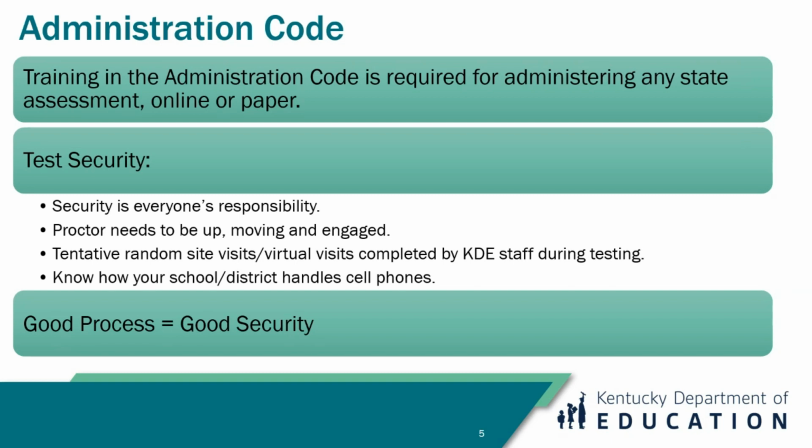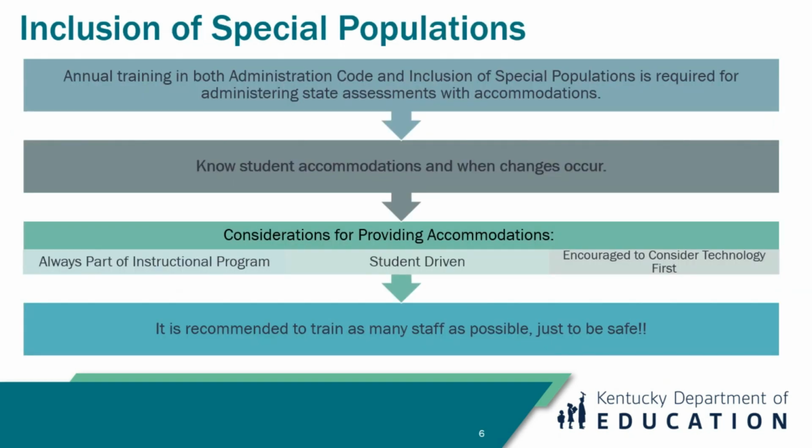The administration code is required for everyone involved in administering any state assessment, online or paper. The training can be delivered in several formats, in paper or using the district's online learning system. KDE also offers these trainings as well. The administration code trainings can be located on the KDE website. Anyone involved in state assessment must receive the administration code training annually.